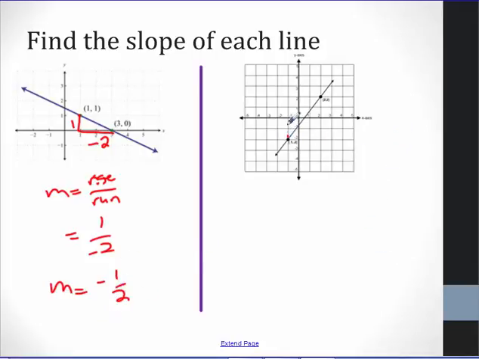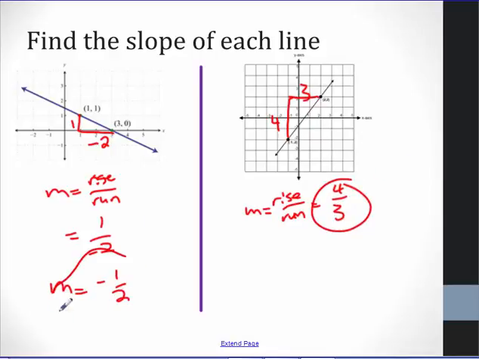Over here, let's go from left to right. From here I go up 1, 2, 3, 4. So rise over run: this is up 4 to the right, 1, 2, 3. So my rise is 4, my run is 3. So we have our 2 slopes here.